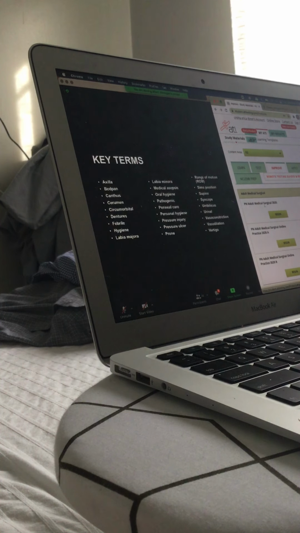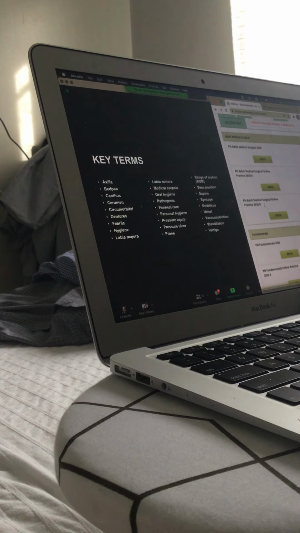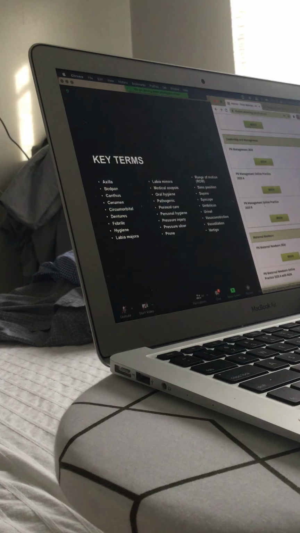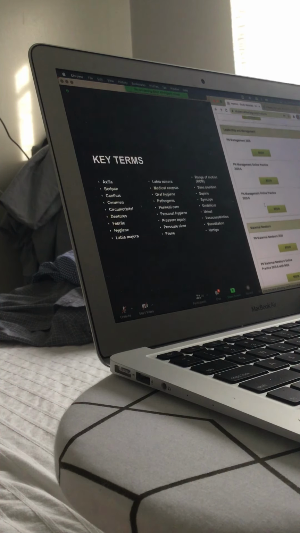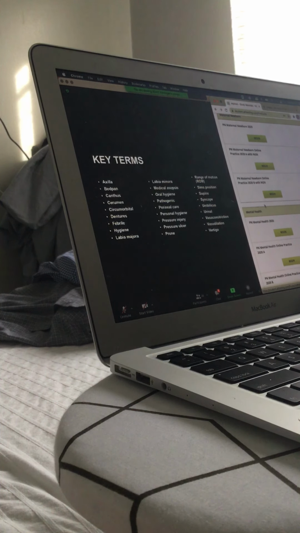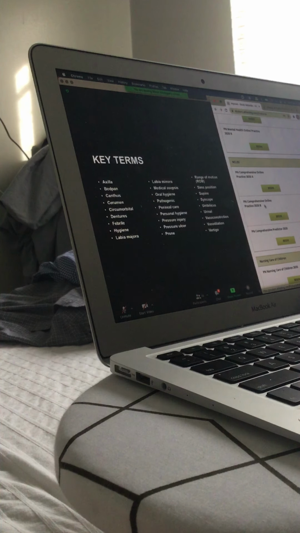So make sure you know those distinctions. You will be tested in those terms as well, okay? Sims position. Everybody knows what is Sims. What is a Sims position? Laying on the side with the thigh flexed. Okay.